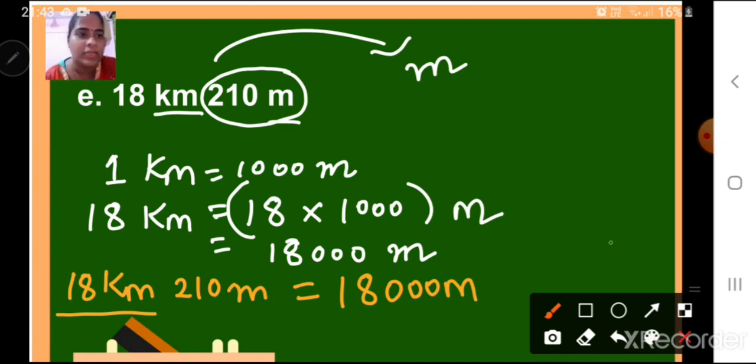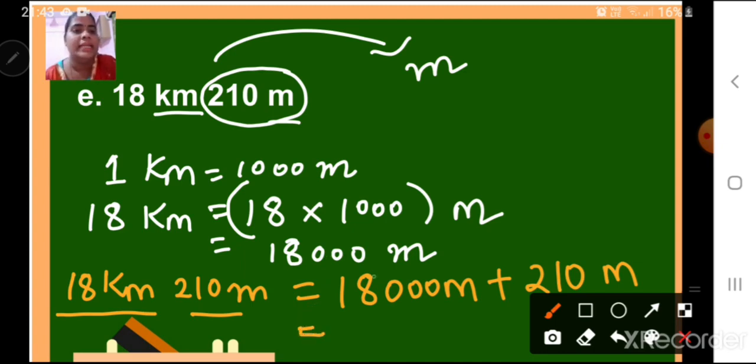That also we will write. Now both of them are in meters. So we'll put here plus sign. Plus 210 meter. This one. Okay. Now add 18,000 meter plus 210 meters will be 18,210 meter. Okay. So our answer is 18,210 meter.